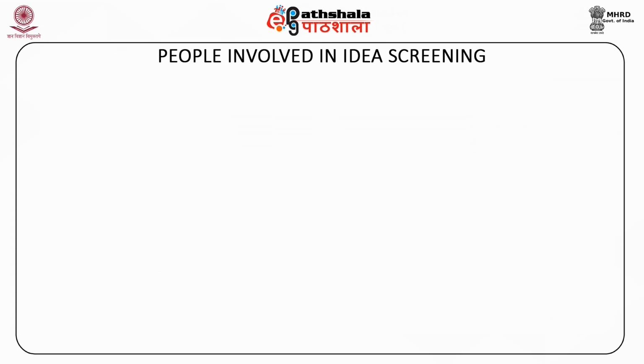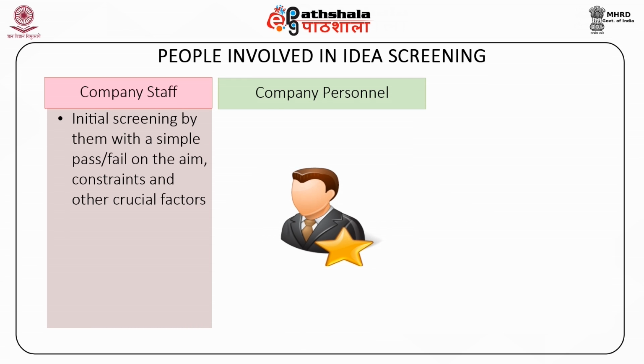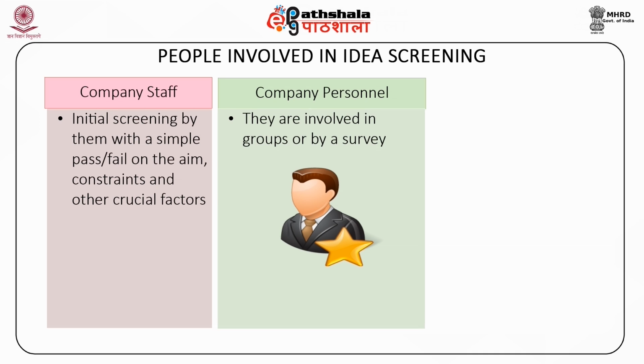People involved in idea screening. The initial screening is carried out by company staff with a simple pass-fail on the aim, constraints, and other crucial factors. Once product descriptions are written, it is important to involve the consumer or, in industrial and food service marketing, the customer. Company personnel are also involved, again in groups or by a survey.